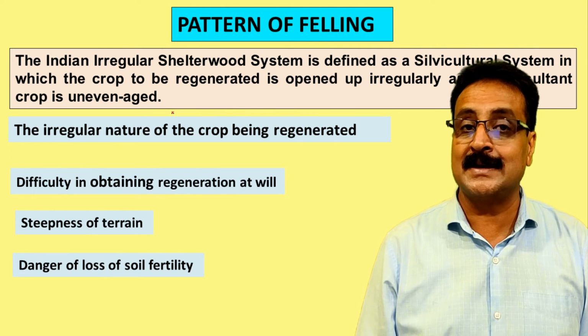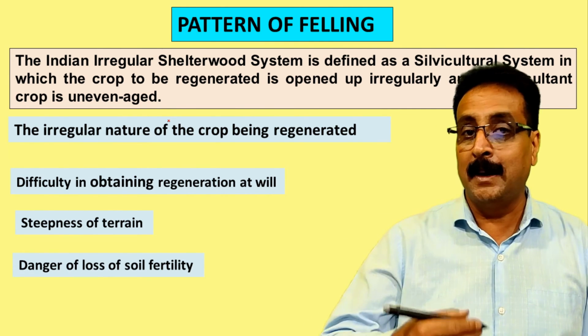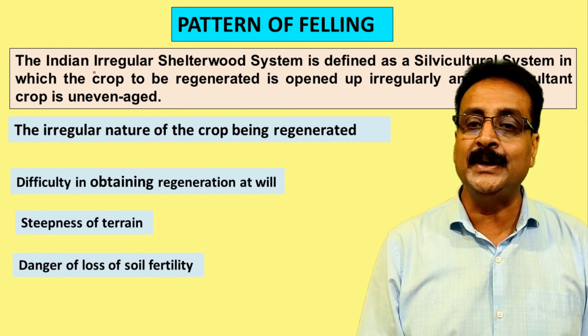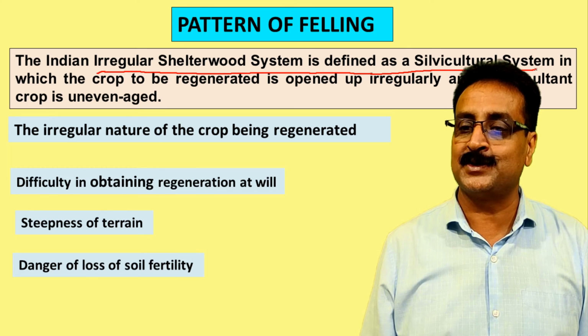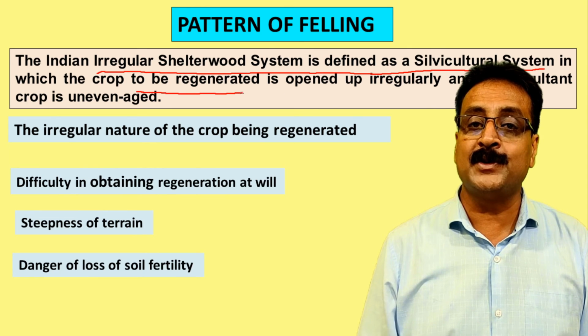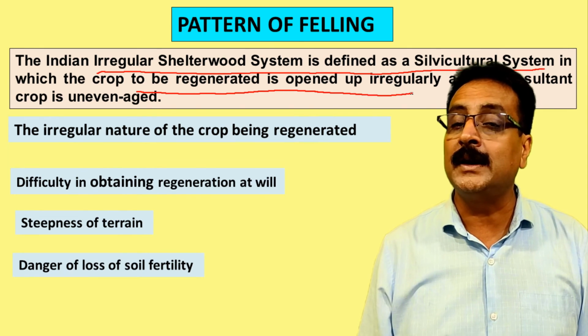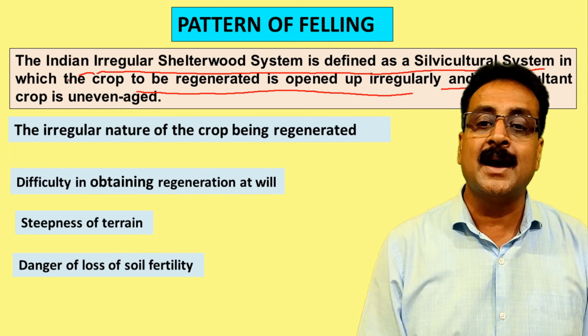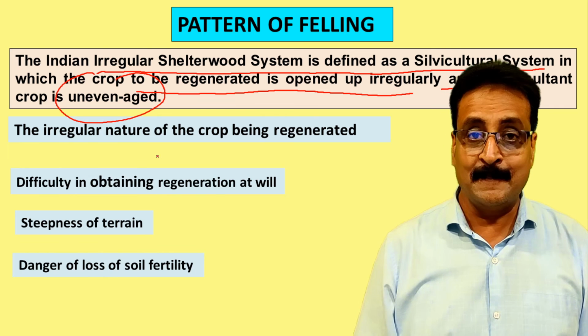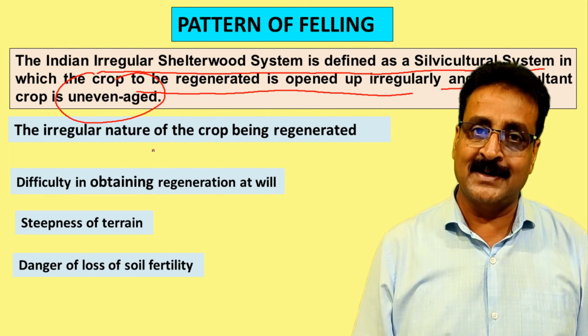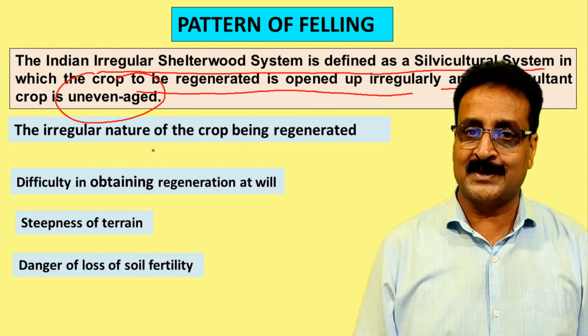Now let's understand more clearly by the pattern of felling. The Indian Irregular Shelterwood System is defined as a silviculture system in which the crop to be regenerated is opened up irregularly and the resultant crop is uneven aged. This is the definition, and it is a liberal compromise between the uniform system and the selection system.